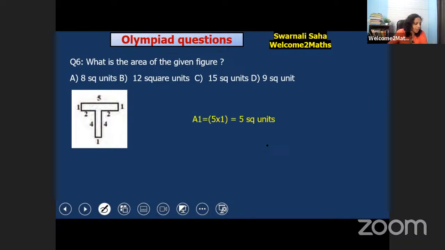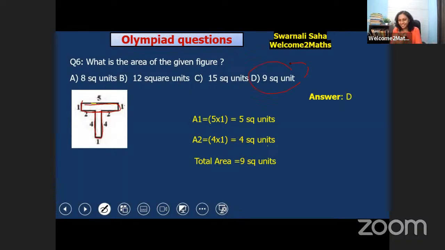So we have to find out only area. So A1, it is in this area. One second, please. This one and this one. Just for this rectangle. So A1 is 5 into 1, 5 square units. And here you see it's 4 into 1, 4 square units. So obviously A1 plus A2 total area is 9 square units. So lovely. Very good. D is the answer. Good. Very good. Okay.